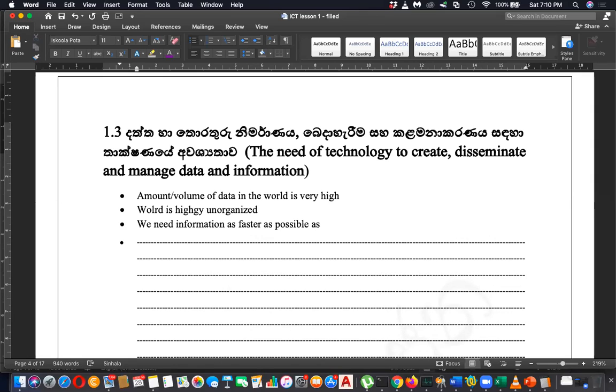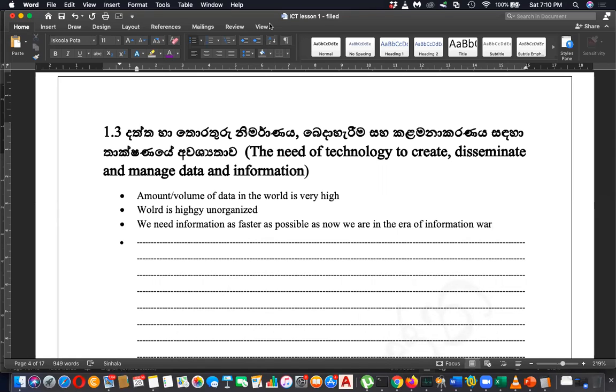As now we are in the era of information war. Information war means countries are fighting for information. So whoever gets information first will be benefiting. So you have a large volume of data, one thing.